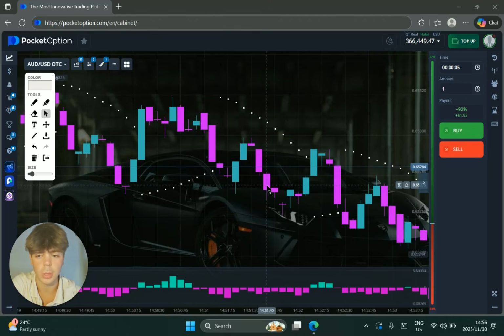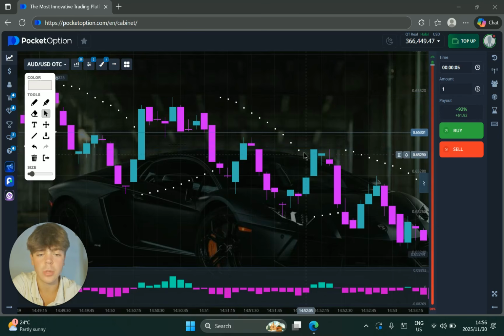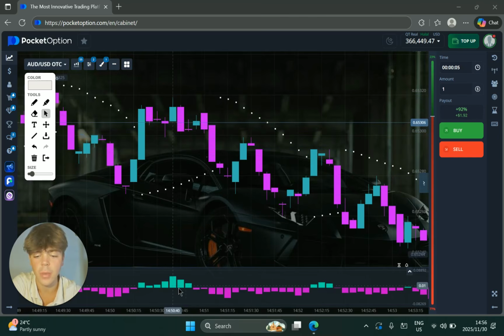Alright, ladies and gentlemen, welcome to today's video where I'm going to introduce a very effective and profitable trading strategy for you all. All we are using is the parabolic SAR indicator, which are these white dots above and below the candlesticks, and the momentum indicator.